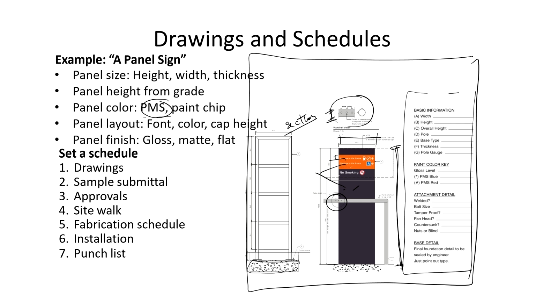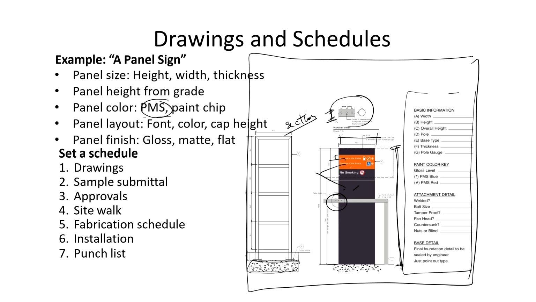While moving to the scheduling part, we need to establish the schedule, which sets the tone of the project and ensures everyone is on the same page regarding the timelines. The drawings need to be submitted for approvals, including sample submittals, to give the stakeholders a clear idea of the final product. Once we receive the approvals, the site walk is conducted to assess the installation requirements and to finalize the details.